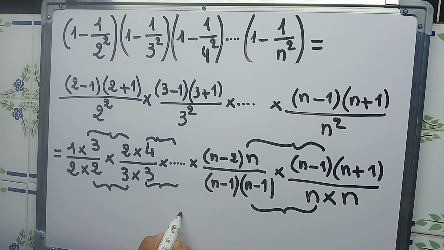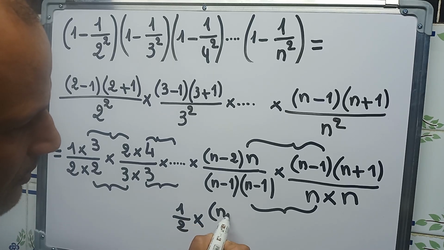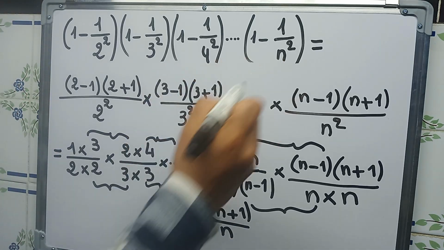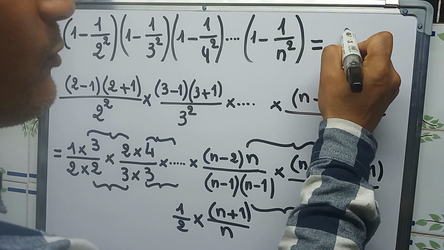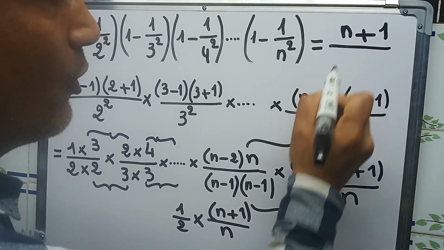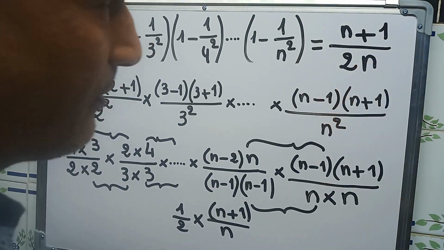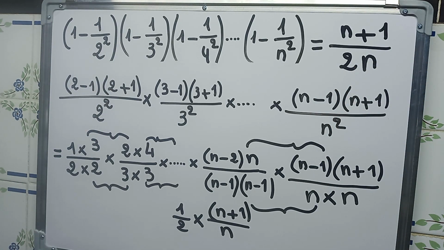times the last term. So we will have 1/2 times the last term, n plus 1 over n. So our product will be equal to n plus 1 over 2n. 2n is the right answer. So our product is equal to n plus 1 over 2n. And this, of course, concludes our problem.